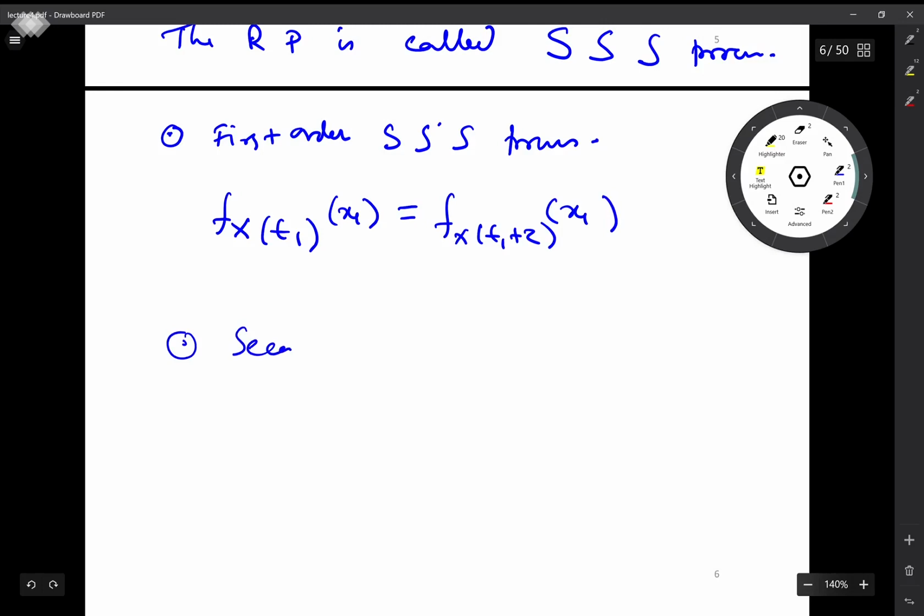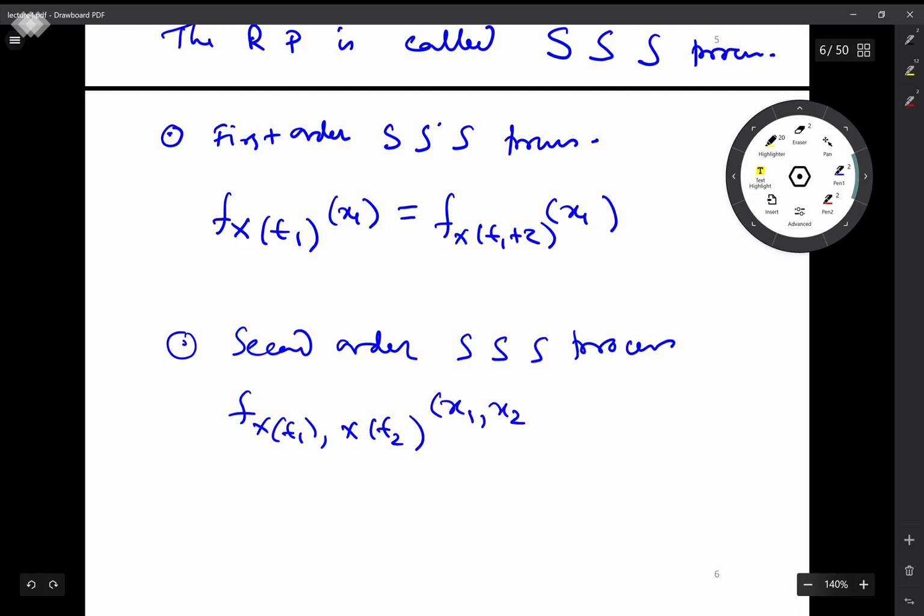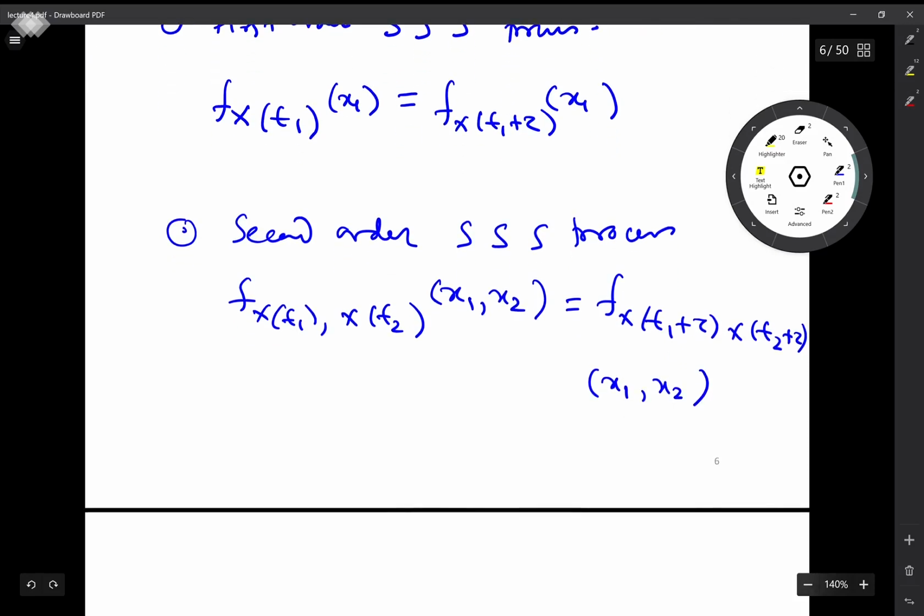Second order SSS process, very simple. We will take two time instants, so ensemble over the two time instants. So f of X(t1), X(t2) of x1, x2 will be equal to f of X(t1 plus tau), X(t2 plus tau) of x1, x2. Then this is called the second order stationary process.